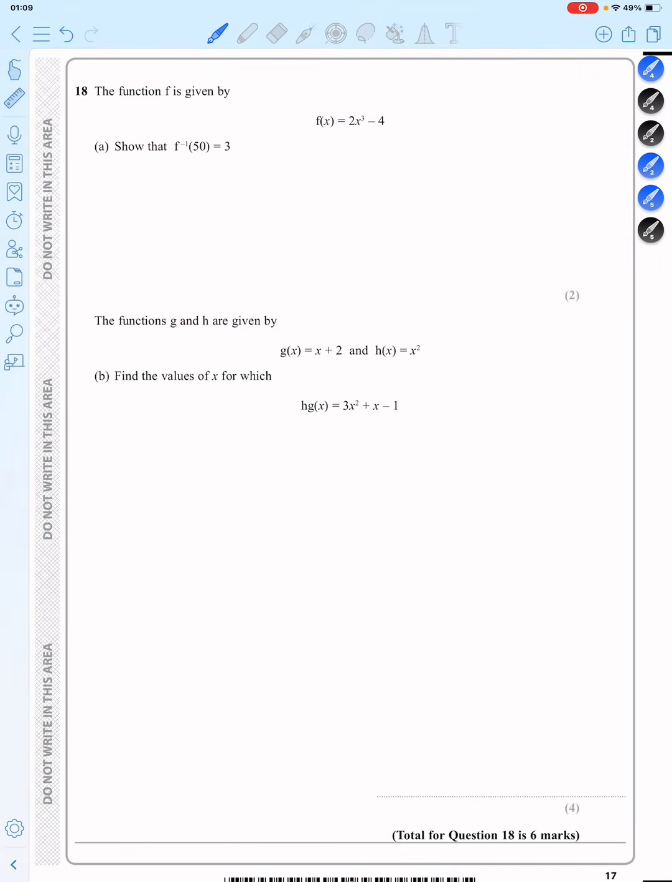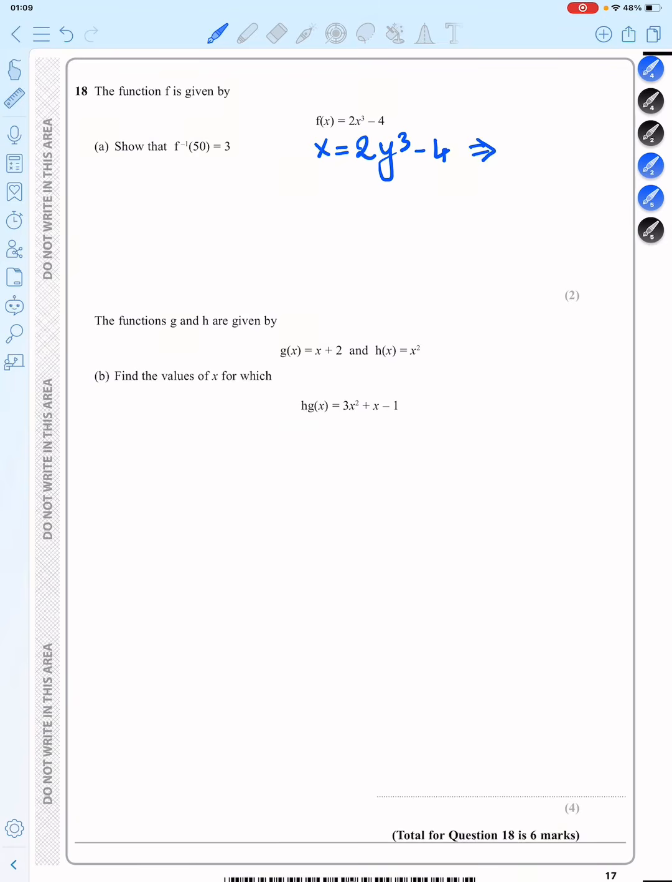Alright guys, here is a 6-mark GCSE question. So we have the function f of x. Now we need to find f inverse of x. So how are we going to do that? Basically, instead of f of x, I'm going to put x, and then instead of x, I'm going to put y, right? So 2y cubed minus 4. And now I need to make y the subject of the formula so that I can find f inverse, right?